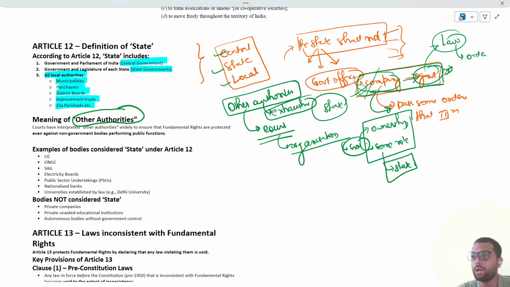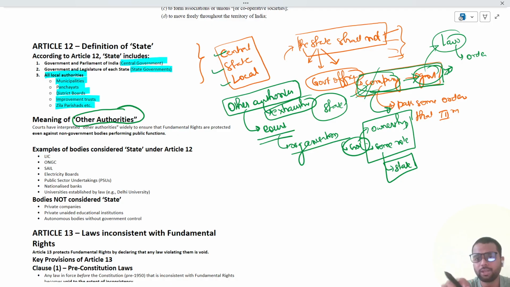So it is not a law, it is just an order. The management of the company has passed an order or has published a notification. That is not a law, that's what we are understanding as of now. So whether the company, which is a state, passes some order that violates the fundamental right, and is that true, or is that the right thing, or does that not come in contradiction to the constitution, or is that allowed from the point of the constitution, that is what we are going to discuss under Article 13.